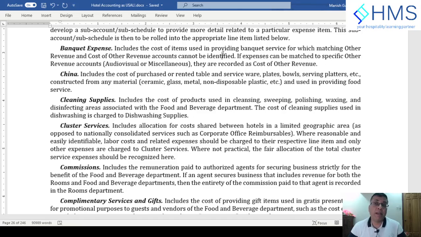Sometimes the meeting packages include a standard decoration, right? So that standard decoration will be a cost to the banquet expenses, but if you have charged it to the guest, then it will go to the other, as a cost of sales.